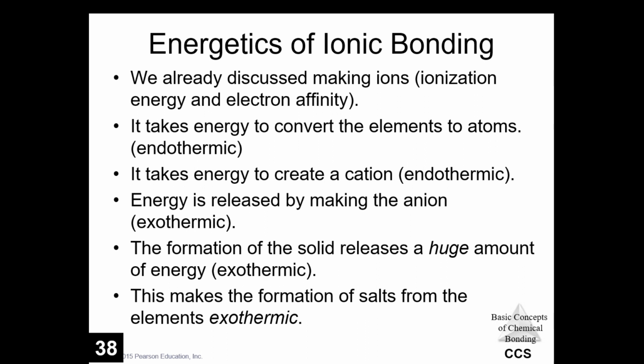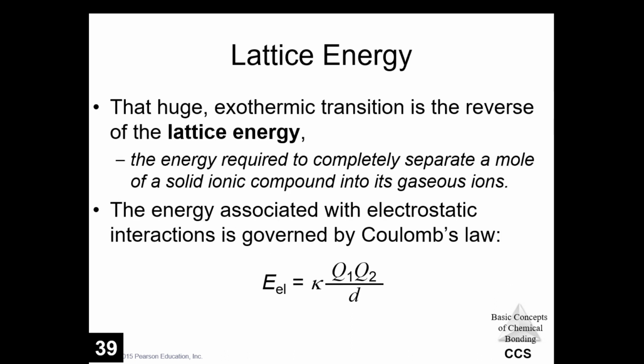Okay, so it takes energy to convert the elements to the ions. It takes energy to create a cation. That's an endothermic reaction. Energy is released when you make an anion. That's an exothermic reaction. And the formation of the solid releases a huge amount of energy. This is also an exothermic reaction. And this makes the overall formation of the salts from the elements exothermic. We're going to show you later on how to calculate energy of bonds and a total energy of reaction, or an enthalpy of reaction, as we like to say.